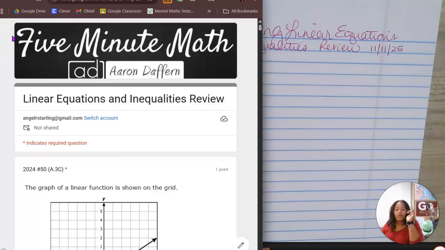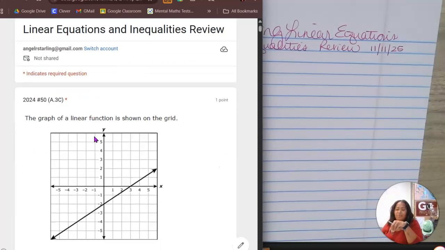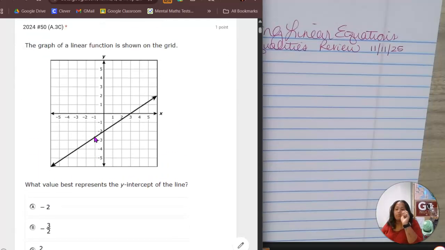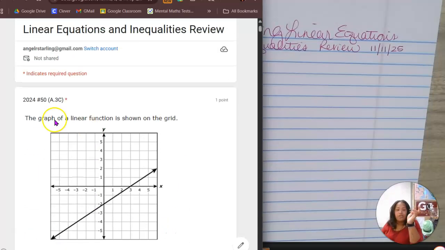Hey guys, I'm going over your review. This is a lot of questions to cover on your writing linear equations and inequalities study guide, so I'm going to try and get through as many of them as possible. I will touch on the most important ones, which are randomly here. So let's start with this one.